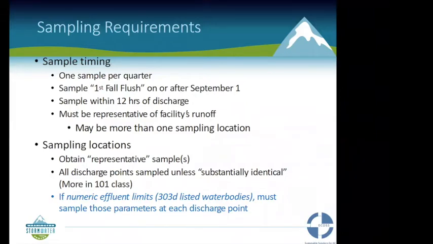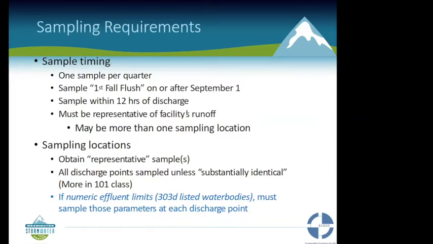Thanks, Barb. So all the discharge points sampled, unless they're substantially identical. So what that means is, if you have an area where you do the exact same kind of industrial activity, you don't have to sample both of those locations. And then one of the things that Barb just brought up, and I think it's in the next slide, but I'll go ahead and talk about it, is you do not have to sample outside of your regular business hours. So if your discharge starts at midnight and you're not open at midnight, you don't have to sample until the start of the shift when your business opens the next day.